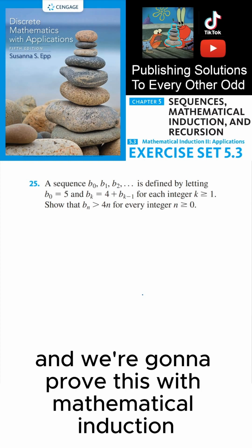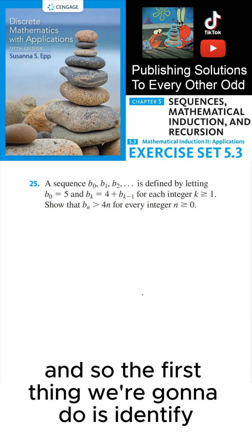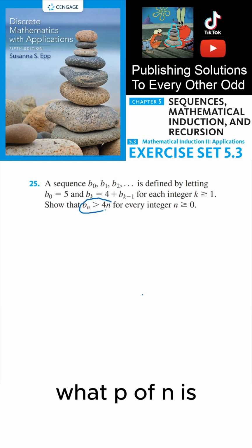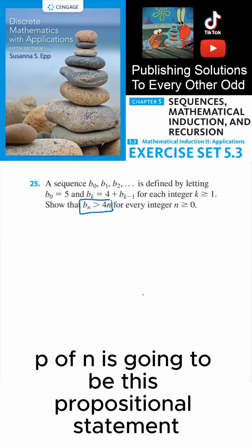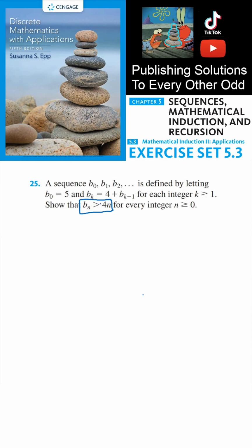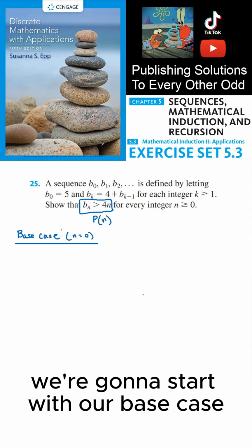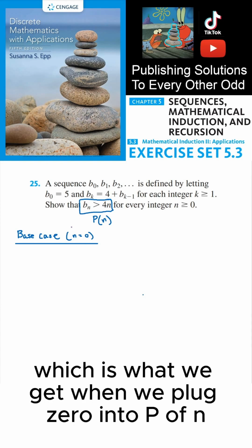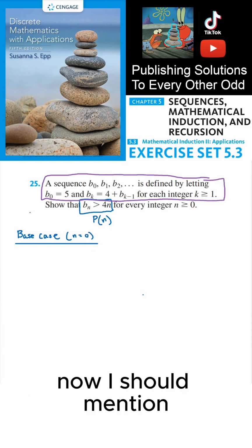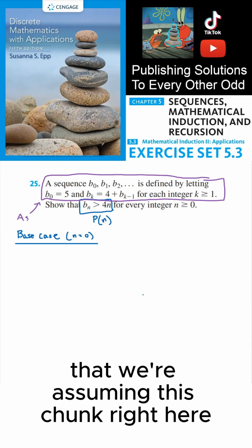We're going to prove this with mathematical induction. And so the first thing we're going to do is identify what P of n is. P of n is going to be this propositional statement: b sub n is greater than 4n. We're going to start with our base case, which is what we get when we plug 0 into P of n. Now, I should mention that we're assuming this chunk right here.